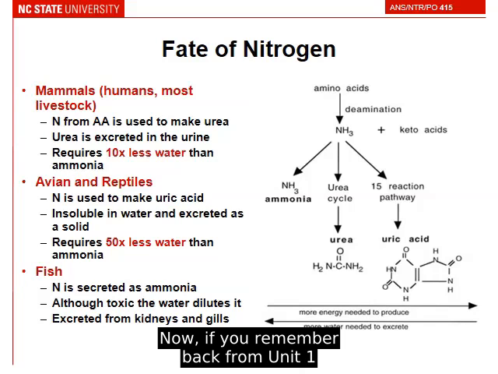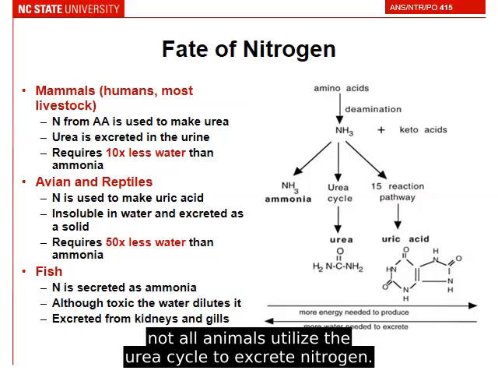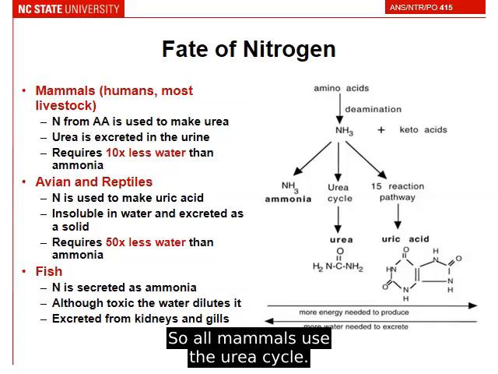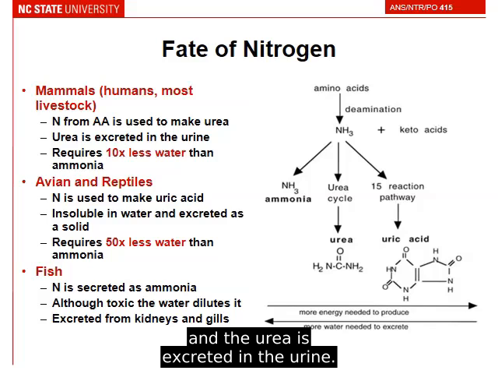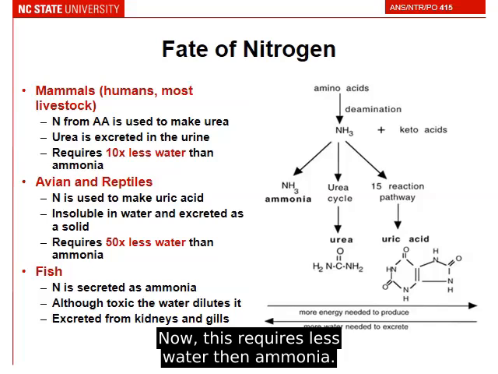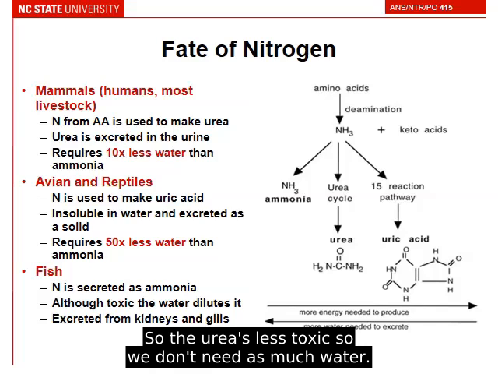Now, if you remember back from Unit 1, not all animals utilize the urea cycle to excrete nitrogen. So all mammals use the urea cycle. Any nitrogen from amino acid metabolism is used to make urea, and the urea is excreted in the urine. This requires less water than ammonia. The urea is less toxic, so we don't need as much water.